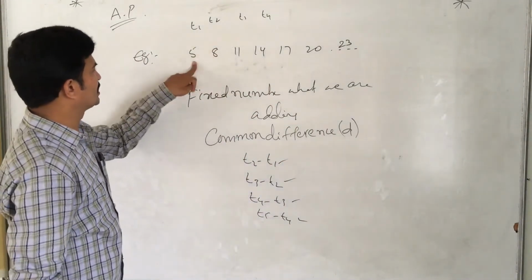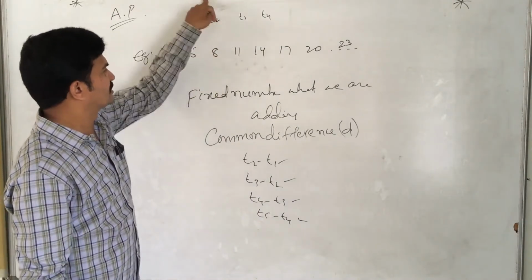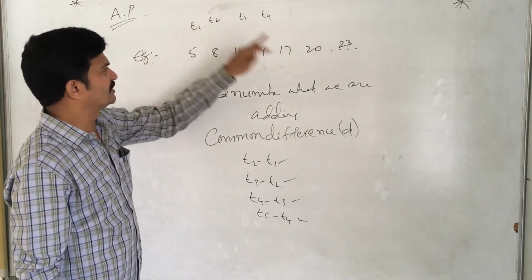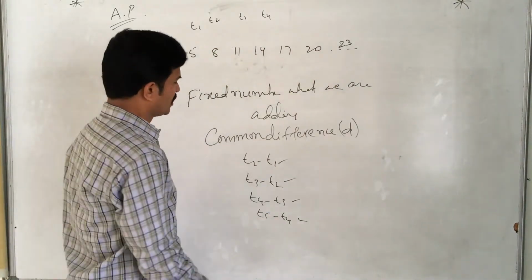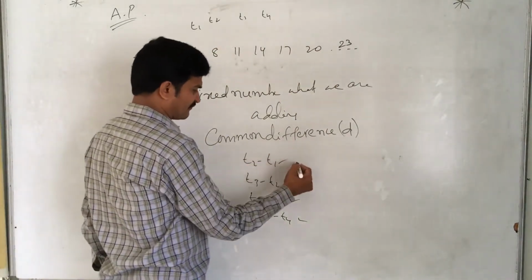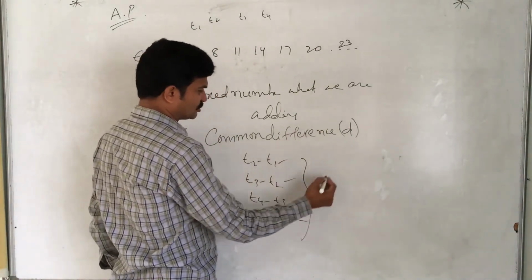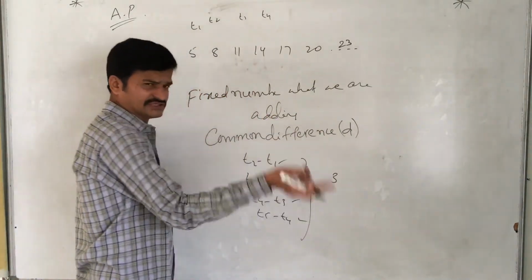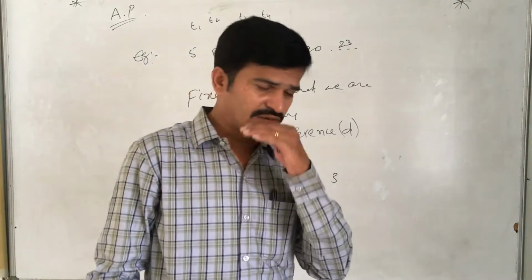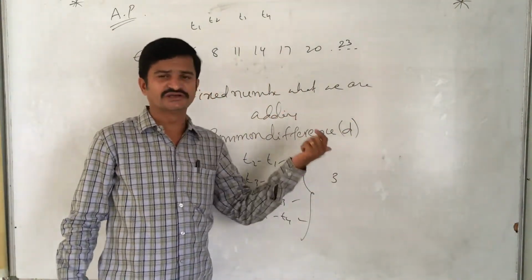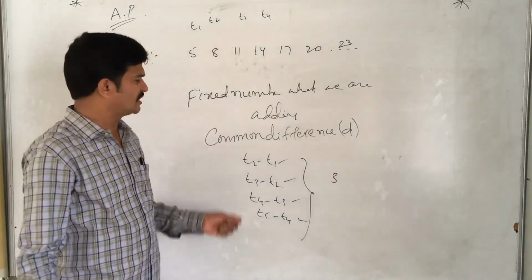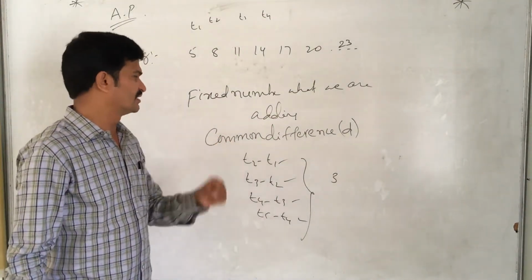Because 8 minus 5 is 3, 11 minus 8 is 3, 14 minus 11 is 3, 17 minus 14 is 3, 20 minus 17 is 3. So wherever we find the common difference, it should be fixed, because we are adding a fixed number. We are not changing the adding number. That number is always fixed. It is nothing but the common difference, so the common difference is always equal.